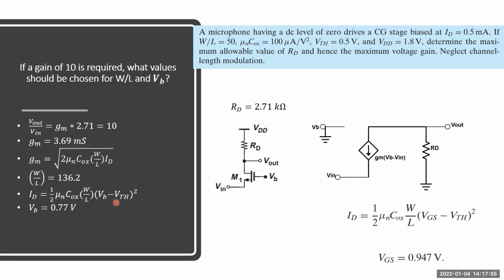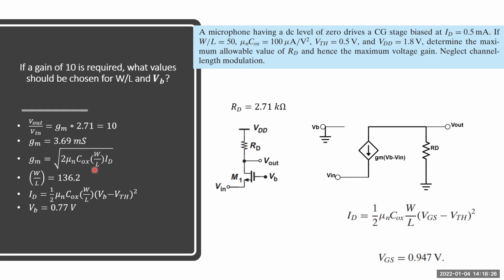Let's say that the desired gain is 10. We want to have a voltage gain of 10 here. What values should be chosen for the W over L ratio and VB? This is the gain expression. Then this is the RD value. This is the desired gain value. Then the required GM can be calculated as 3.69 millisiemens.